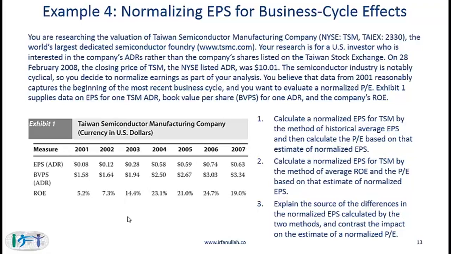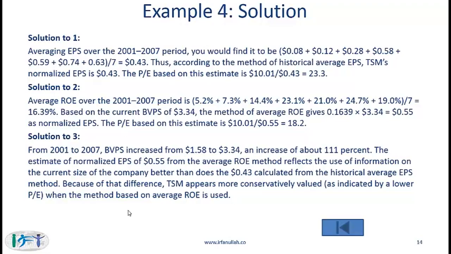All right, so hopefully you've gone through this. And it's fairly straightforward. Averaging EPS over the entire period, so these are the EPS numbers that you just saw, divided by 7 because we have 7 years in this period. This is 0.43. So using the historical method, your average EPS is 0.43, and then the PE will simply be the stock price over 0.43, which is this.